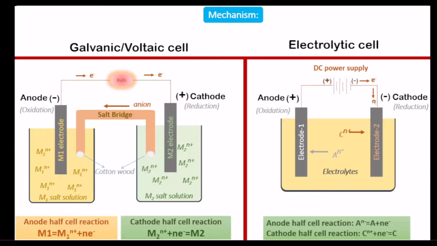And similarly, if we consider the electrolytic cell, the sign comes from the pole of the DC power supply, and the names anode and cathode come from the oxidation and reduction reactions. Hope you get the point.